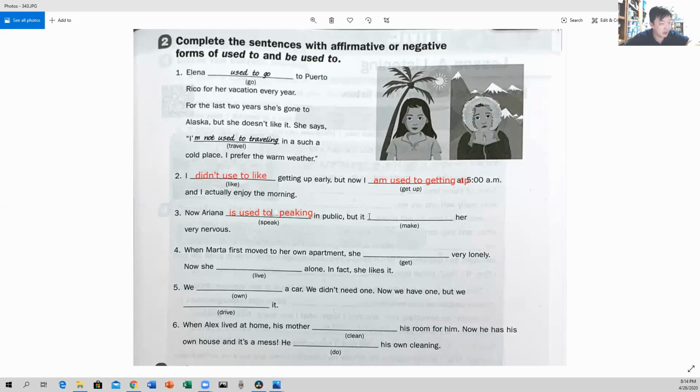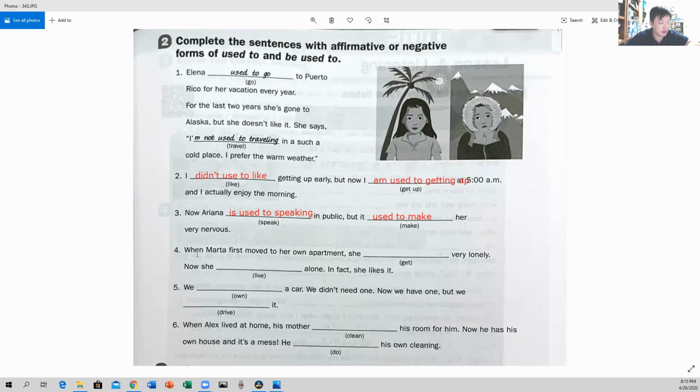because now this is something in the past, it's not true today. It used to make, it used to make her very nervous. Okay, it used to make her very nervous. So as you practice, you will get this. Okay, I know it's kind of complicated, but you will get used to it.